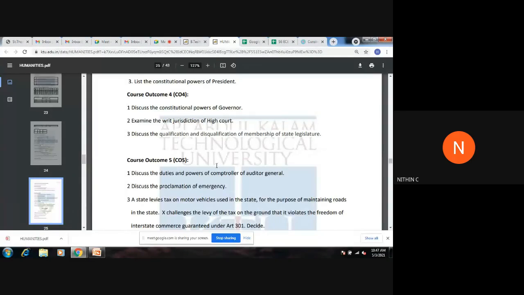Discuss the constitutional powers of the governor. നമ്മൾ constitutional powers of president discuss ചെയ്യുന്നുണ്ട്. At the same time, we will be discussing the constitutional powers of the governor. Examine the writ jurisdiction of the High Court, then the qualification and disqualification of membership of the state legislature. Then the duties and powers of CAG.